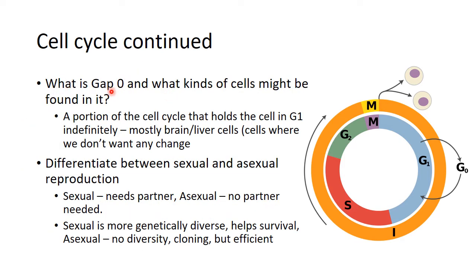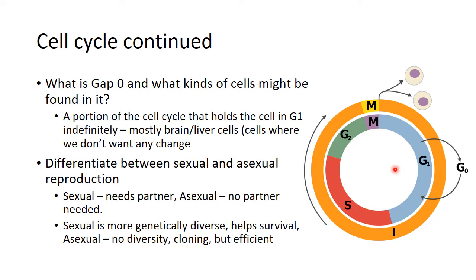It does say, what is gap 0, and what kinds of cells might be found in it? So gap 0 is kind of found off to the side over here. We basically said the cell just stays in gap 1. It doesn't grow, it doesn't develop, it doesn't go past go and collect $200. It just stays functioning normally.